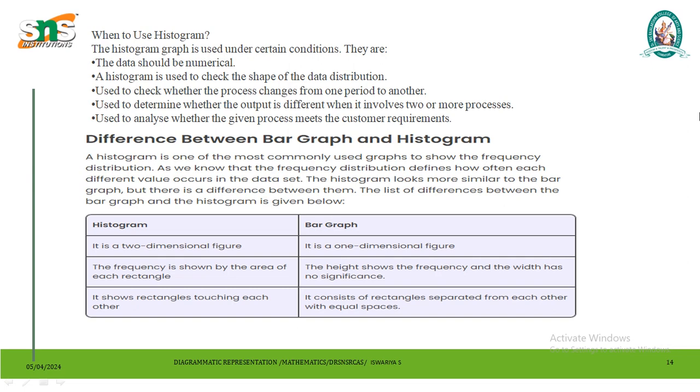So this is the difference between the bar graph and the histogram. Histogram has a two-dimensional figure and the bar diagram has a one-dimensional figure. Histogram is shown by the area of each rectangle. The height shows the frequency and the width has no significance. For histogram, the rectangles touch each other. For bar diagram, it consists of rectangles separated from each other with equal spaces.